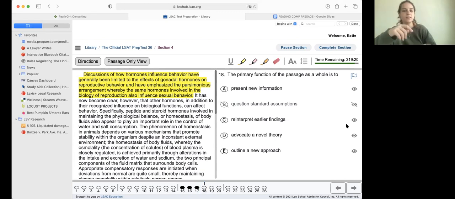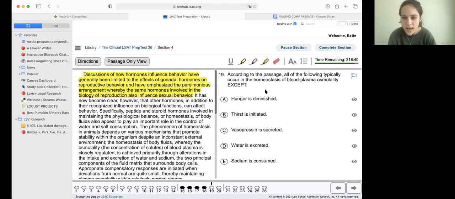Reinterpret earlier findings. So again, this is coming to the same idea. Is it trying to say that this information was wrong and we're going to reinterpret it? No, this information, yes, it goes along with the old information, but it expands. So it's not reinterpreting. And that's what really knocks out D and E. So D, advocating a novel theory. This isn't a novel theory, this is a theory that's already existed, but now we're just expanding upon it. For it to be novel, it would have to be completely new. It's not. Outline a new approach, same thing. This is not a new approach, it's just expanding upon an approach that had limited information. So that's how we get to A.